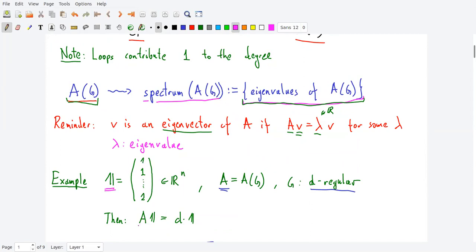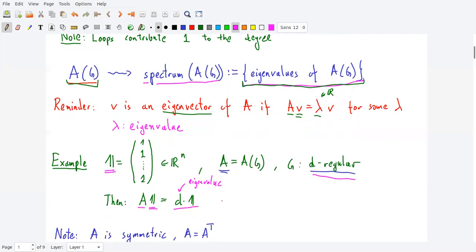If you think about what it means to multiply this vector by the matrix, this means essentially that you count the sums in every row of the matrix. Because the graph is regular, every time you sum a row, you will get d in total. So you will get d times the all ones vector as a result. So the vector of all ones is always an eigenvector of your adjacency matrix with the corresponding eigenvalue equal to d. This will be important later.